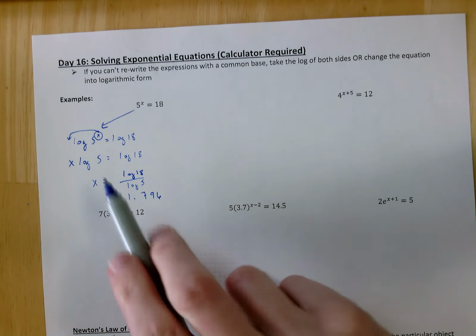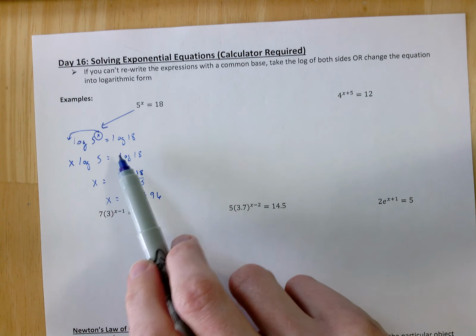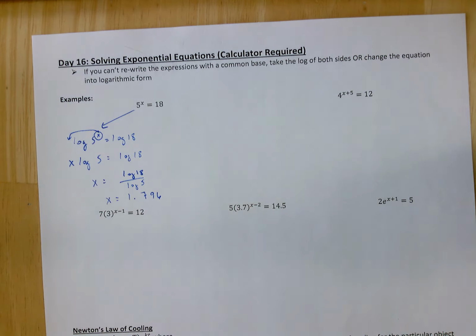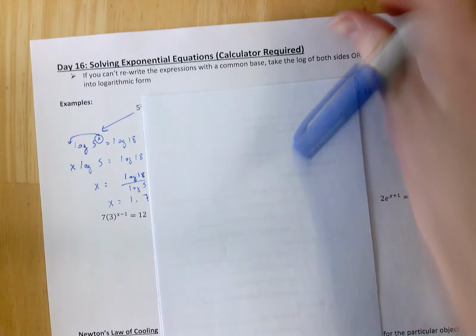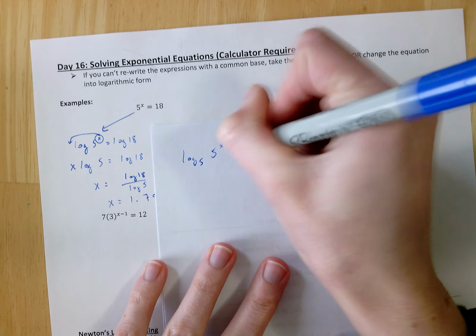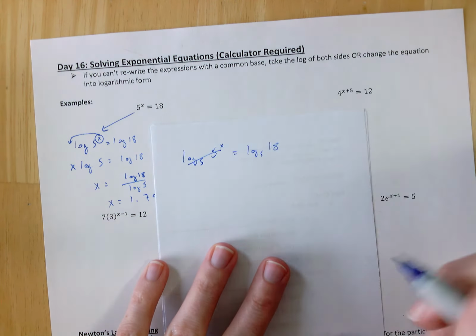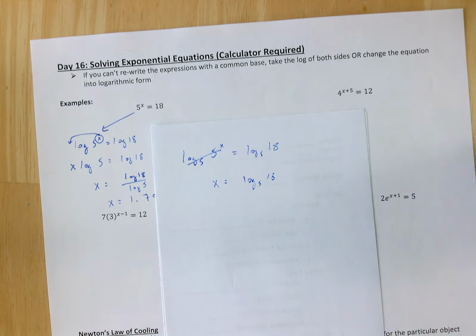Now, I took the log base 10 of both sides. You could have also taken log base 5 of both sides. Let me show you really quick. If we'd done that, then I would have had log base 5 of 5 to the x equals log base 5 of 18. This would cancel out, leaving you with just x equals log base 5 of 18.